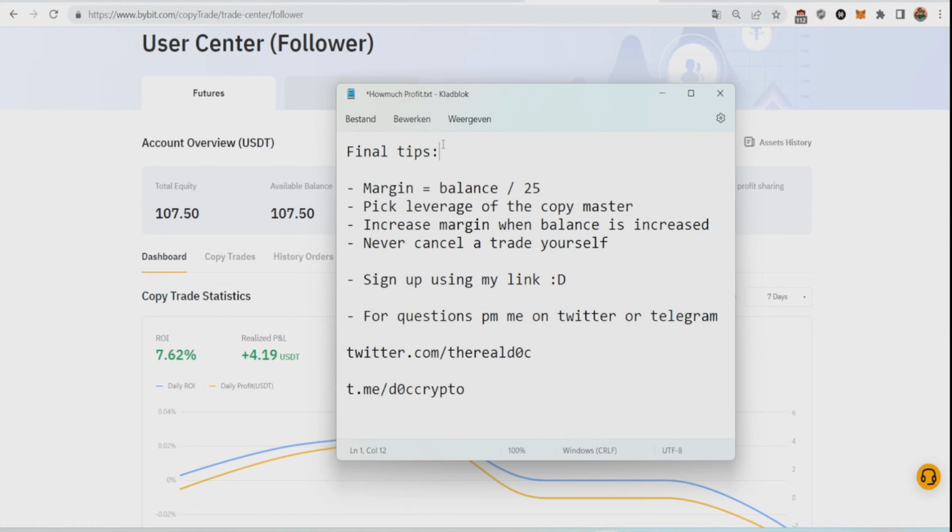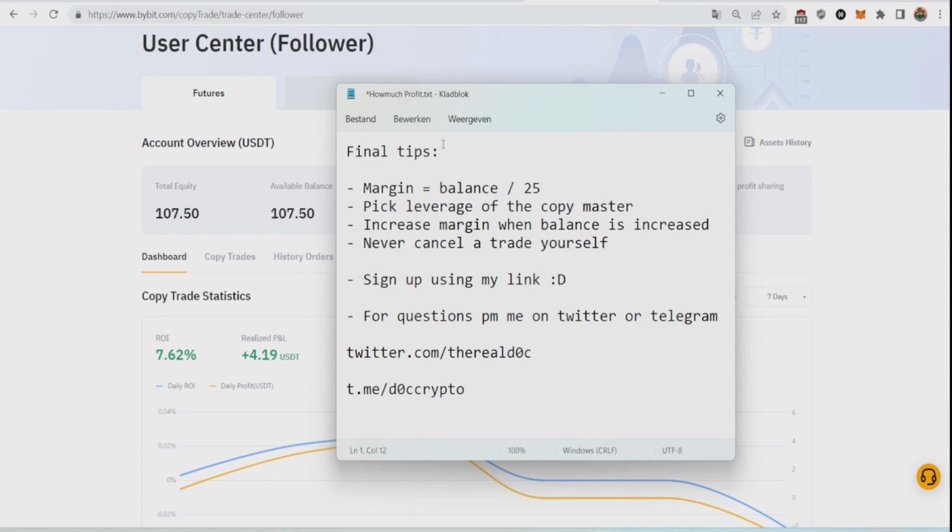So always make sure your margin is at least your balance divided by 25. Pick the leverage of the copy master. Don't be greedy, guys. Unless you're doing really low money like I'm doing with this $100 challenge, then you can do it, guys. Increase margin when balance is increased. So basically, let's say you start with $250 and you make like $70, and then if you do $320 divided by 25, you will have like 11 point something. So increase your margin every time you make profit, like with $1, $2, and then you can make more money.